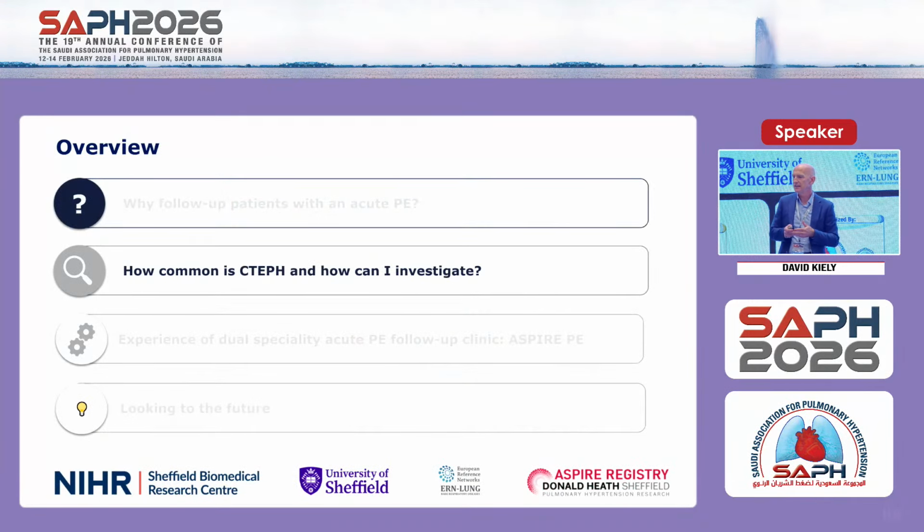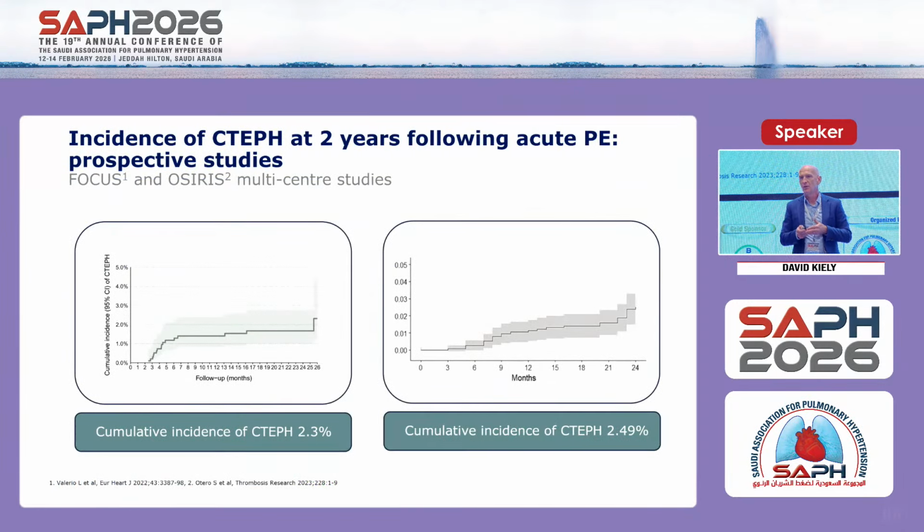So how common is CTEPH? How should I investigate for CTEPH? We've seen lots of different statistics over the years, ranging from 0.1 to 20%. We've now got 2 large prospective studies, both including around about 1,000 patients, the FOCUS study and the OSIRIS study, both showing a cumulative incidence of CTEPH of around about 2%, so 2 in 100.